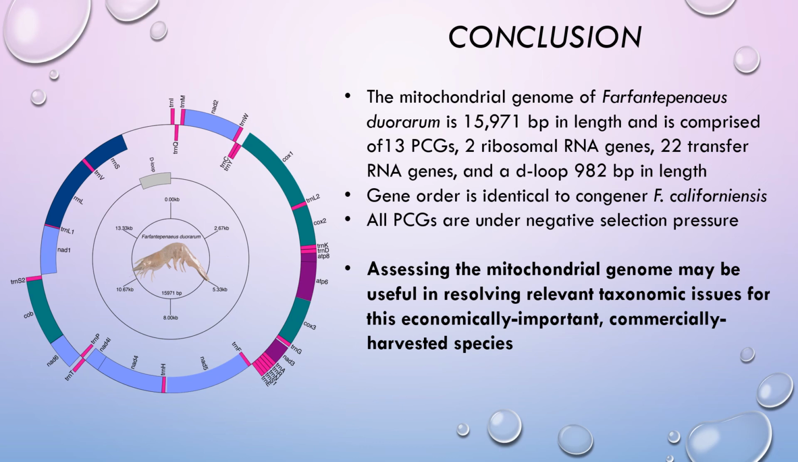Gene order is identical to F. californiensis, and all protein-coding genes are evolving under negative selective pressure. This study adds one more mitochondrial genome to the Penaeidae, which may be useful in resolving relevant taxonomic issues for this economically important commercially harvested species.